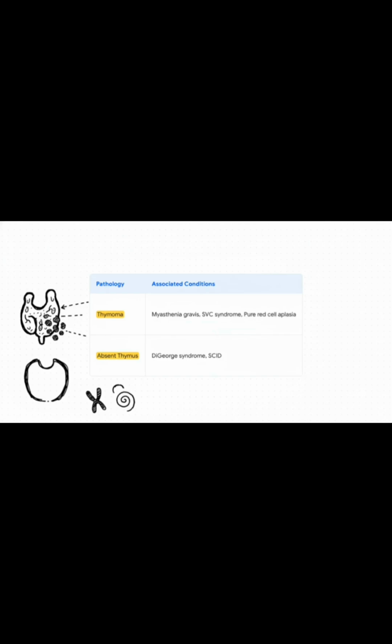First, thymoma, a tumor of the thymus, is very strongly linked with myasthenia gravis. It's a can't-miss association. Second, an absent thymus, well, we've already talked about it. It's the classic finding in DiGeorge syndrome, and you also see it in SCID.